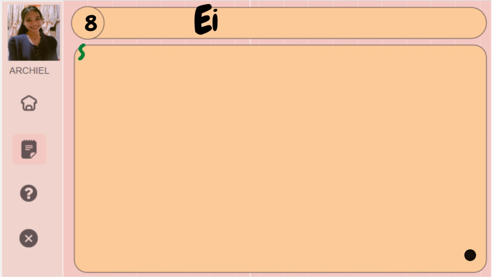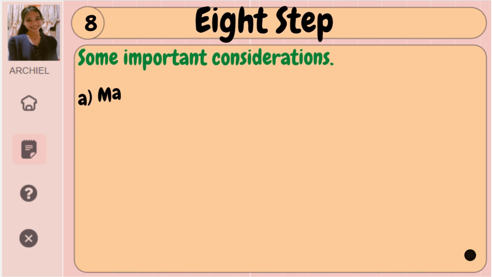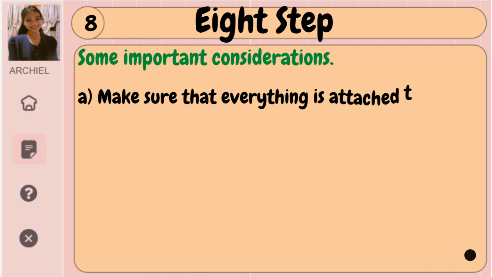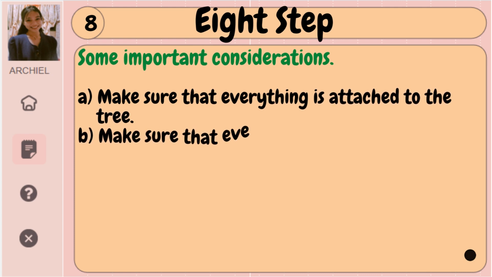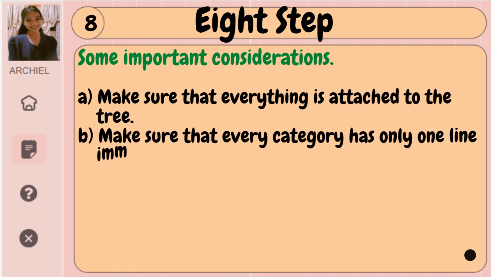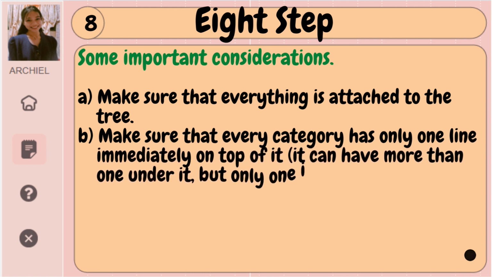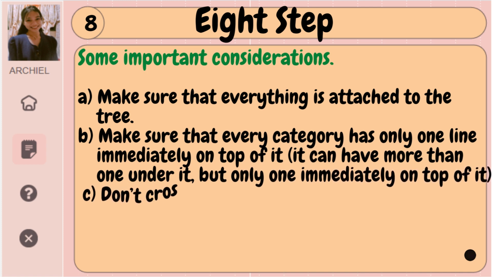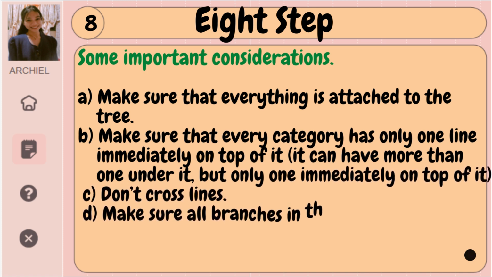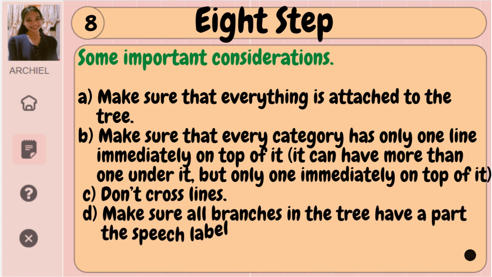Eighth step. Some important considerations. A. Make sure that everything is attached to the tree. B. Make sure that every category has only one line immediately on top of it. It can have more than one under it, but only one immediately on top of it. C. Don't cross lines. D. Make sure all branches in the tree have a parts of speech level. And lastly, E. Avoid triangles.